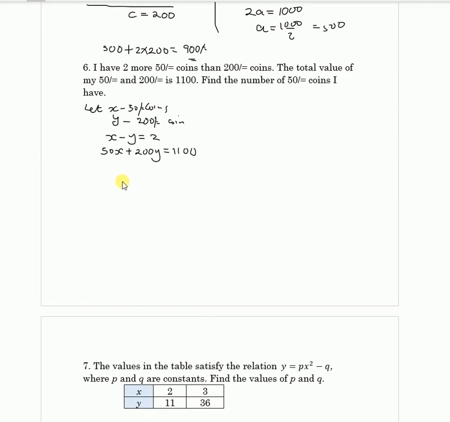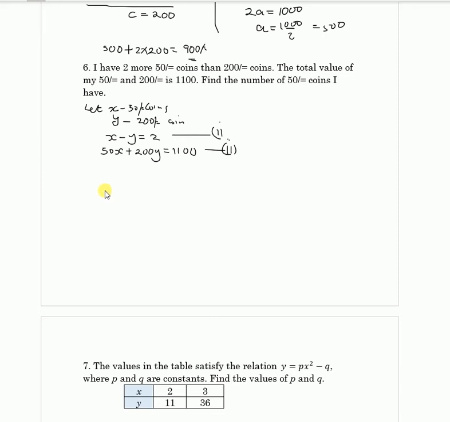However, when I talk about the number of coins I have, they say that the 50 shilling coins are 2 more than the 200 shilling coins. So this is what I have as equation 1, and this is what I have as equation 2. Now we shall multiply. We want to eliminate y because we are looking for x. So let us multiply up and down.